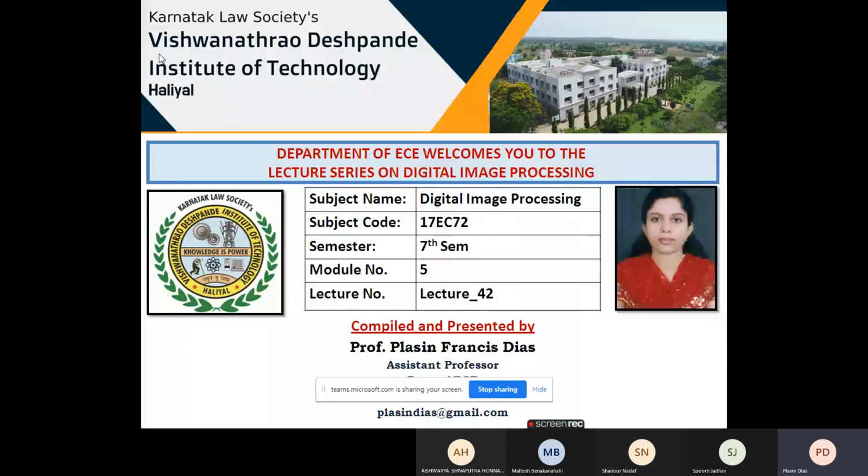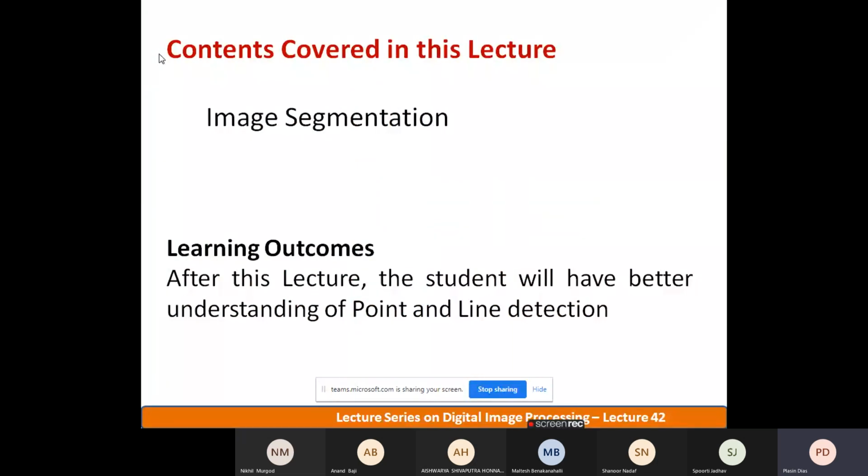Welcome to lecture series on digital image processing. Today we'll be starting with the new module wherein we are discussing image segmentation. Basically, we'll try to understand two important features, or we can say characteristics, which are essential in image segmentation, that is point and line detection.